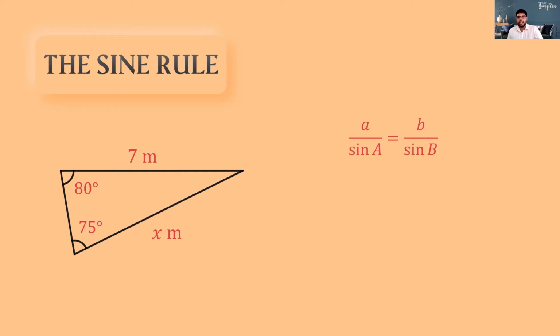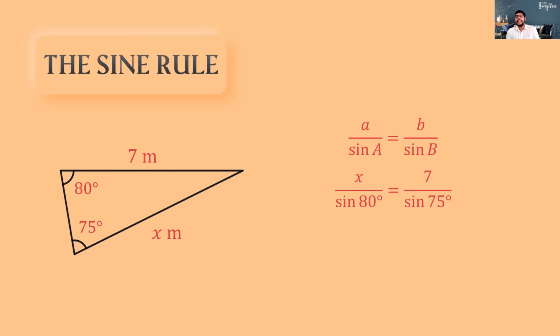So children, I am going to take x divided by sine 80. So opposite angle is 80. So x divided by sine 80 is equal to 7 divided by sine 75, because the opposite angle to 7 is 75. So remember, children, x opposite angle is 80. 7 opposite angle is 75. So x divided by sine 80 is equal to 7 divided by sine 75.